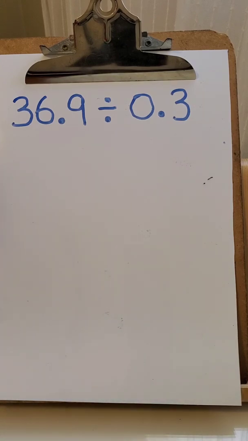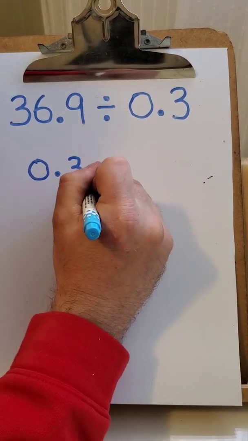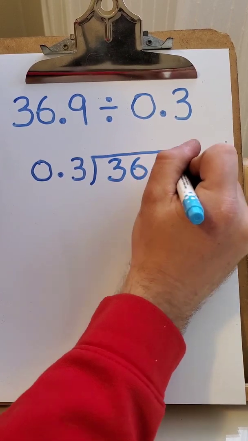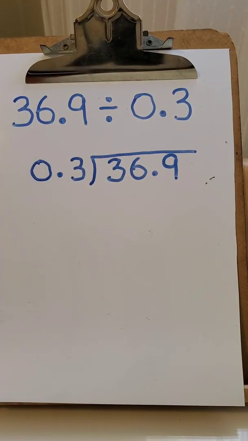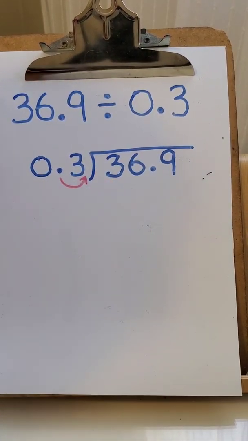Here's our question that we're going to solve. 36.9 divided by 0.3. So this is a great example of dividing decimal numbers. We're going to set it up. Our divisor, 0.3. And our dividend, 36.9. So what I'm going to do first is move the decimal point in the divisor over to the right to make a whole number. So I push that over here, making it 3.